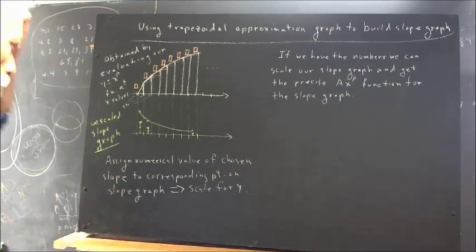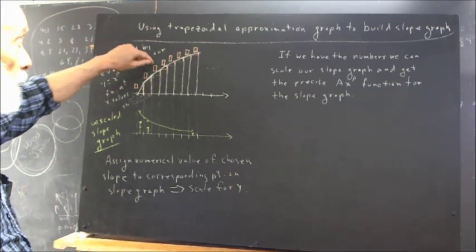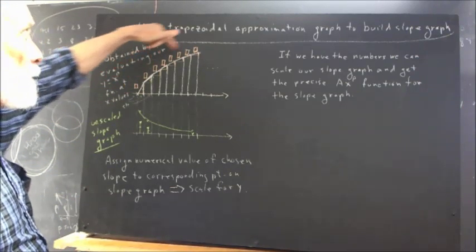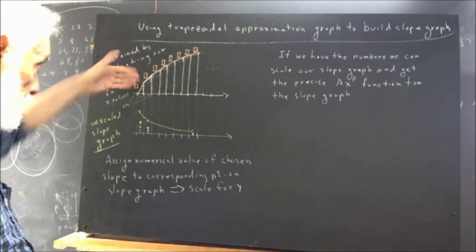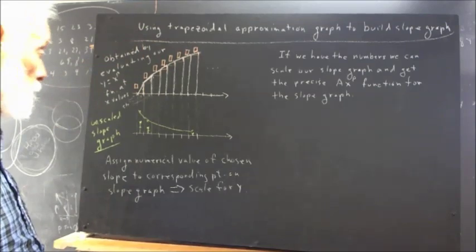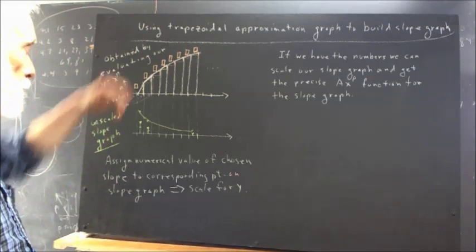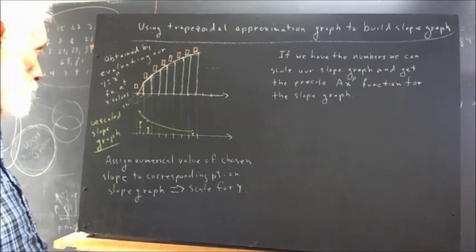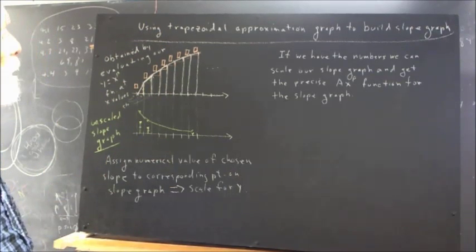Of course, we could also construct the slope graph by just using the numbers of our slopes. Now I've got these rectangles here. We should understand that these rectangles indicate slopes. That's the convention for a trapezoidal approximation graph. That's something we use just in this course. Don't try to take it out into polite society and expect anybody to know what you're talking about unless you explain it.